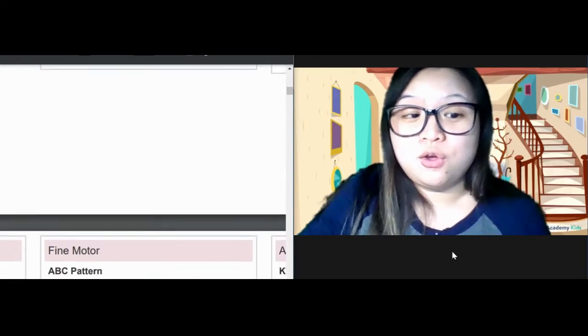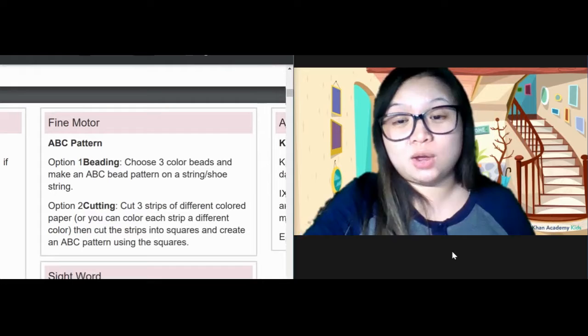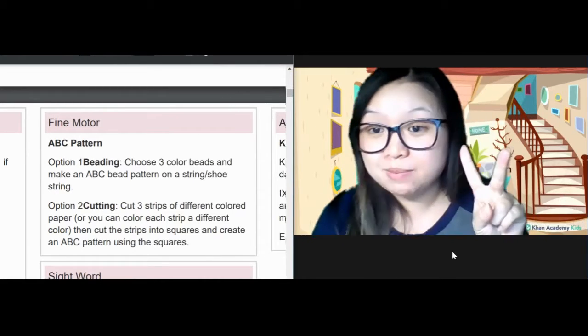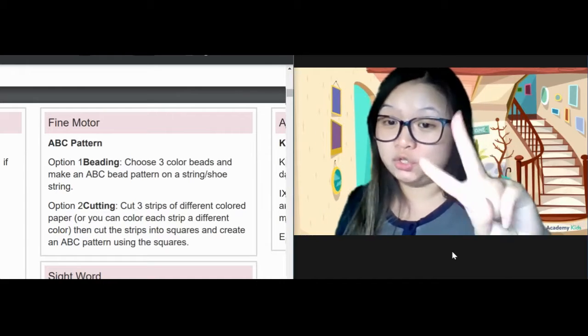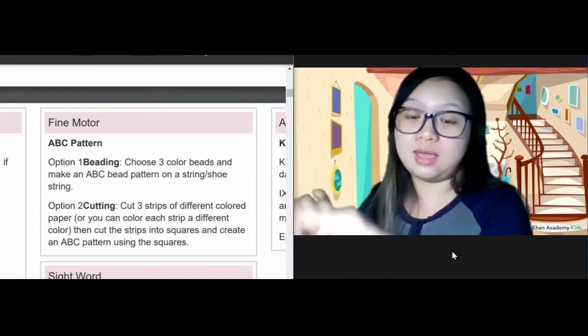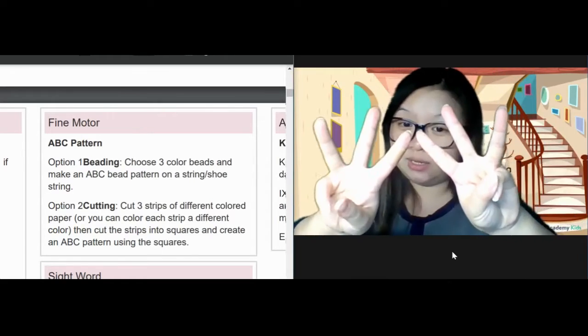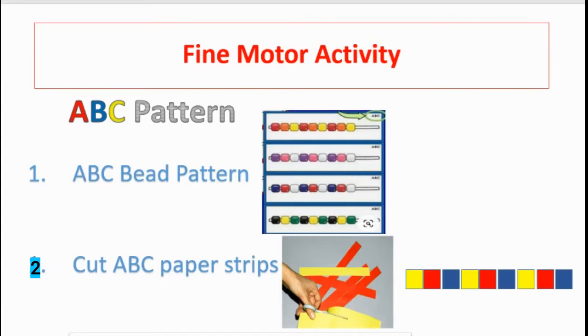All right. And then for our fine motor activity today, we're going to be making ABC patterns. Last time we learned about AB patterns. AB patterns are two objects that repeat itself again and again and again. ABC is the same, but now it's three objects that repeat itself again and again and again. For your ABC bead pattern, you can find three different color beads, and you can repeat the beads one or two more times.